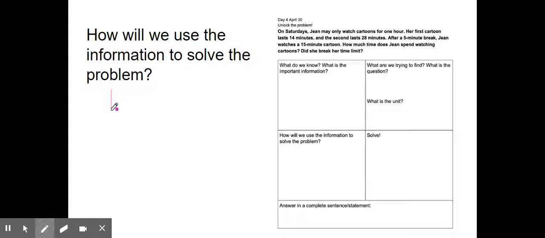I know her first cartoon was 14 minutes, so I'm going to write 14. The second cartoon was 28 minutes. I'm going to make sure I line up my 10s and my 1s for my vertical equation. 2 10s and 8 1s. Now we're not done yet. There's one more cartoon that she watched. 15 minutes. So I have 3 numbers I'm adding in this addition problem. That's going to help us answer the first question. How much time does Jean spend watching cartoons? When we add these 3 numbers together, we will know how many minutes she watched altogether.